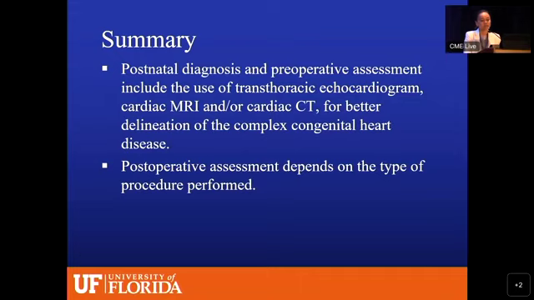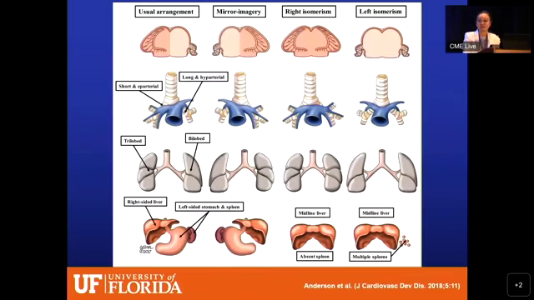Postnatal diagnosis and preoperative assessment include the use of the transthoracic echocardiogram, cardiac MRI, or cardiac CT for better delineation of complex congenital heart disease, and postoperative assessment depends on the type of procedure performed. Again, if you want to screenshot, this is just a great little infographic showing what is right atrial isomerism, left atrial isomerism, what is just common mirror imagery, and your usual normal arrangement of the structures.